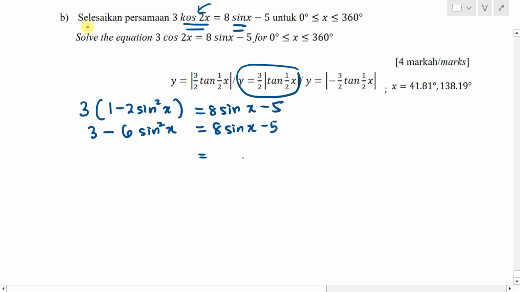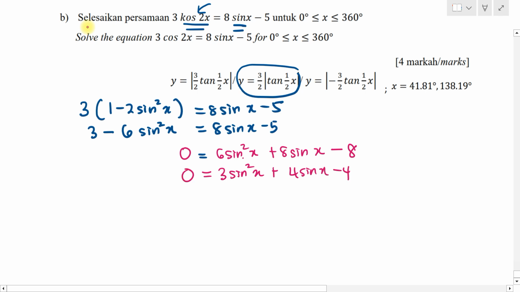Okay, negative 6 sine squared x, and then plus 8 sine x, put it here. Minus 5, and then minus 3 also, so minus 8, equals 0. Simplify the equation. Everything divide by 2. So you get 3 sine squared x plus 4 sine x minus 4 equals 0. We try to factorize this.